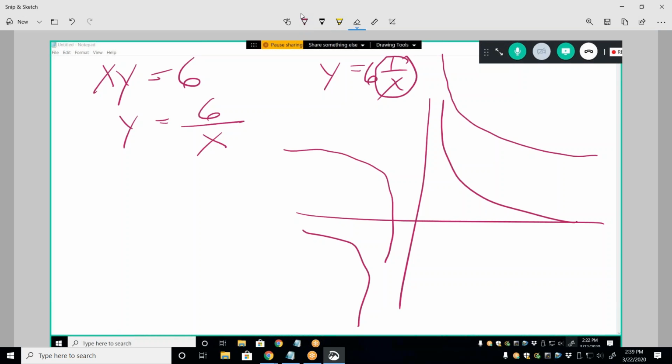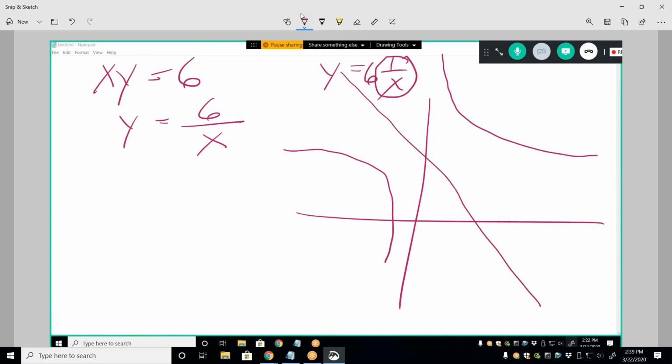This function that we just graphed, which is 6 over x, does not have symmetry about anything. It does have symmetry about that line. But it's not asking about that, is it? No. So is none a solution? Yeah, it is not symmetric.